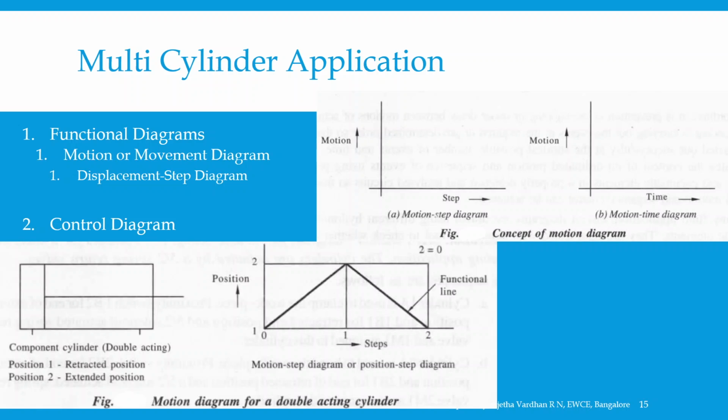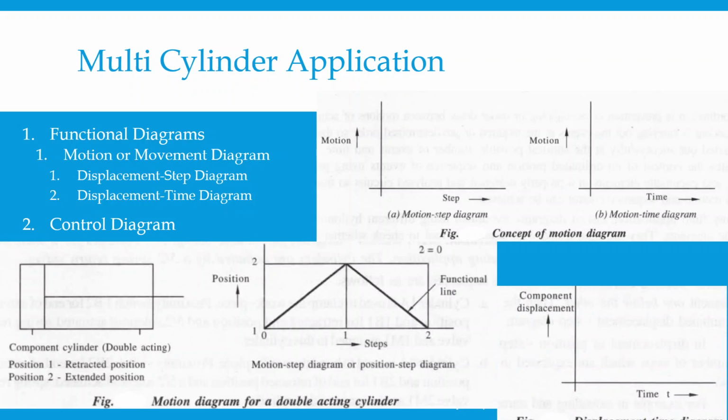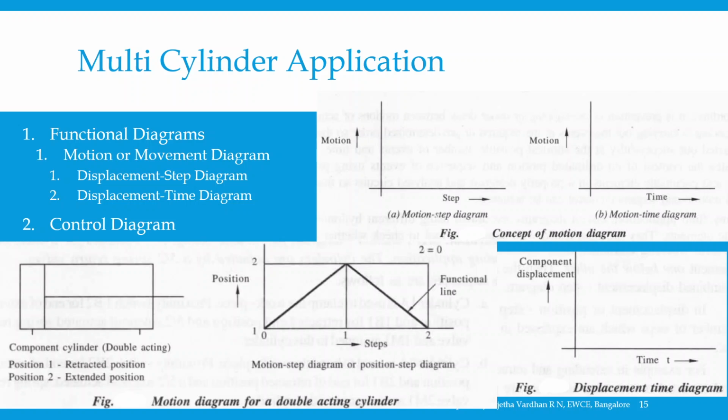Next, we will discuss one more concept called the displacement time diagram, similar to the step diagram. The respective figure is on the slide at the right side bottom corner. This is a diagram representing the displacement of a component with respect to time. In contrast to the displacement step diagram, the time axis t is drawn horizontally to scale, and thus the relationship between individual components is established.